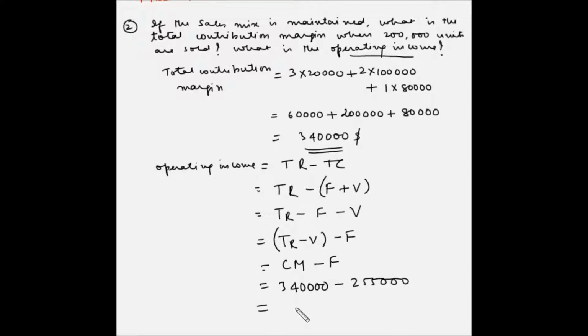So this is equal to $85,000. So if we try to understand this term here, contribution margin is nothing but the amount of sales which contributes towards the payment of the fixed cost till the break-even point is achieved. And then after the break-even point, it contributes towards profit. So if we have the total contribution margin, then if we deduct the fixed cost, whatever is remaining is our profit or operating income. Now let's move to the third part.